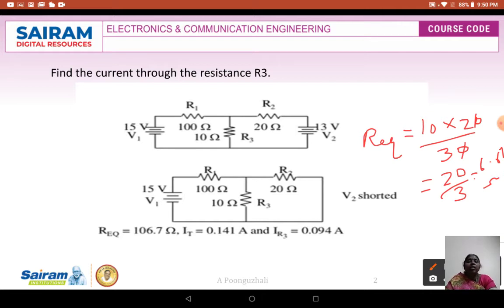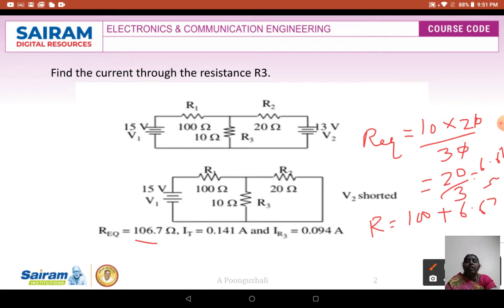So the total resistance R is equivalent to 100 plus 6.67 ohms. That is why it is given here as 106.7 ohms. This is the total R equivalent.